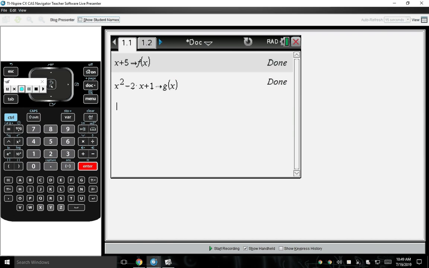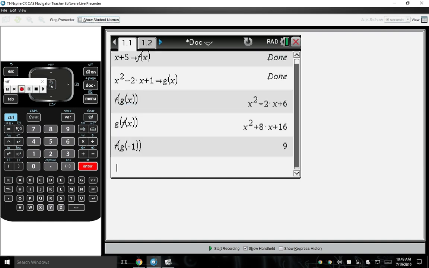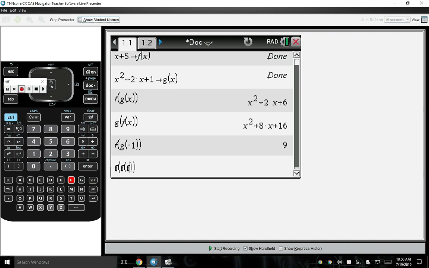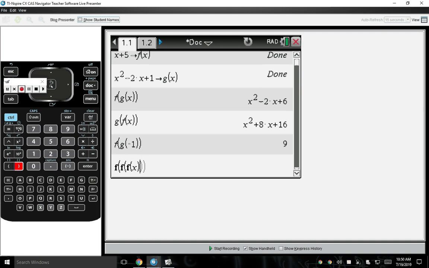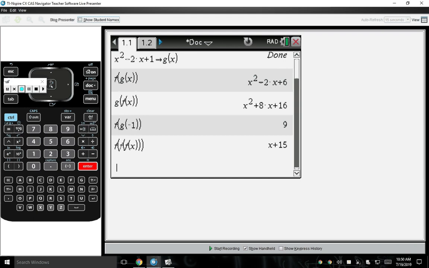And what's cool, because now I can do this, guys. F of g of x, just like my paper, and it simplifies it. G of f of x, and it simplifies it. I could also do f of g of negative 1, and it goes to 9. Cool stuff. Okay? And if you get some ridiculously hard question, well then, there you go.